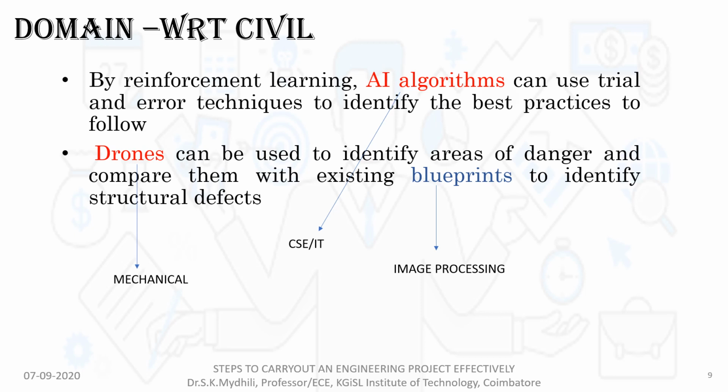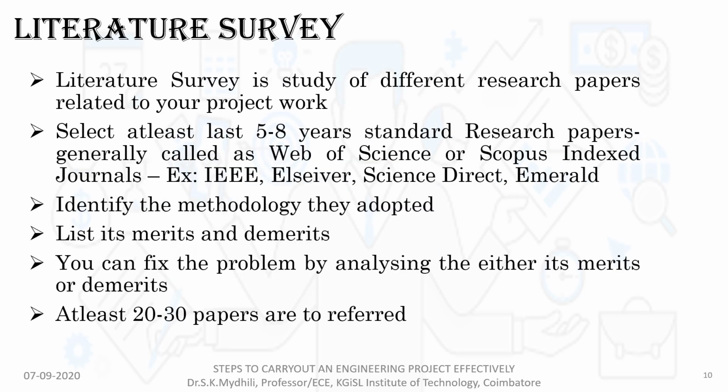This will be very useful in terms of project selection. After selecting your domain or area of interest, you could go with the literature survey, and then go for problem identification. It will be better. So first is the literature survey. I am going to explain what it is. It is a study of different research papers related to your project work.